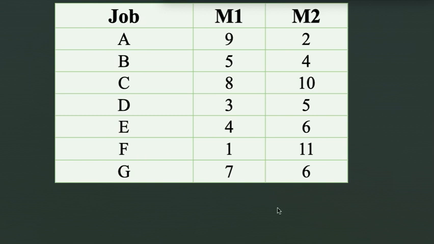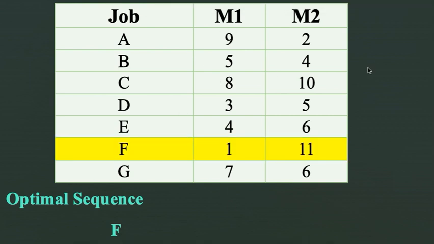So we are going to do it like this. For example, now we have here optimal sequence. So what we are going to do, first we are going to process job F. So what we are going to do now, we are going to color the job F here. Now if we see the next, the smallest time here is on M2 for the job A, is 2 hours, right?